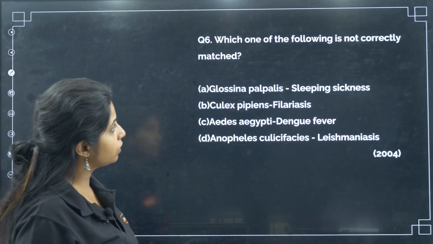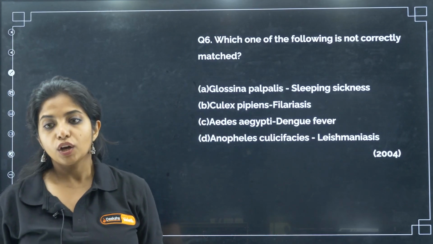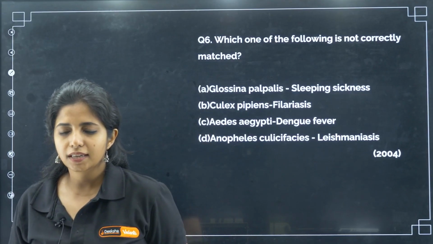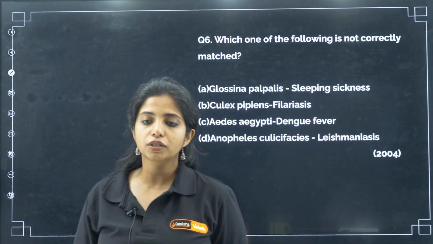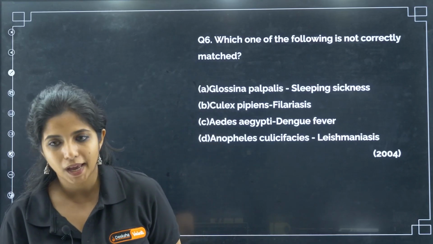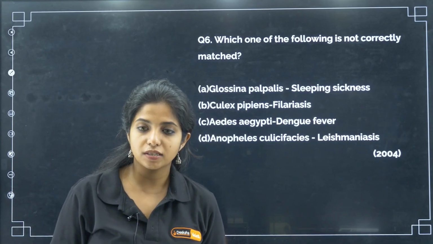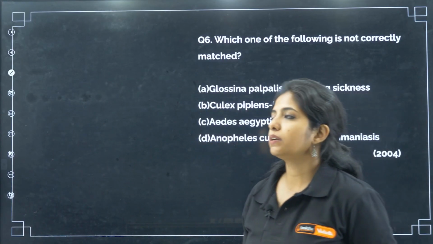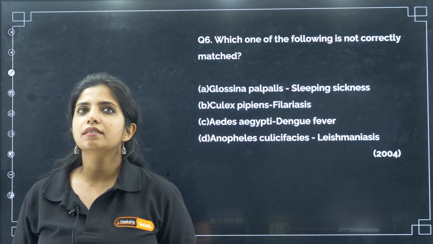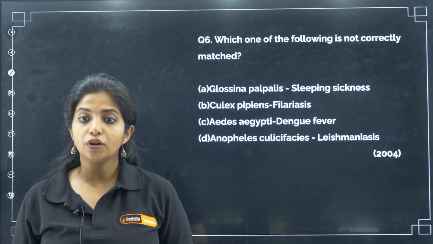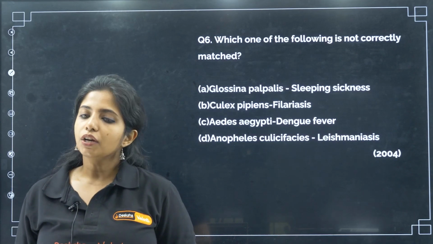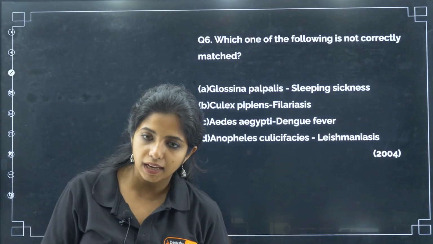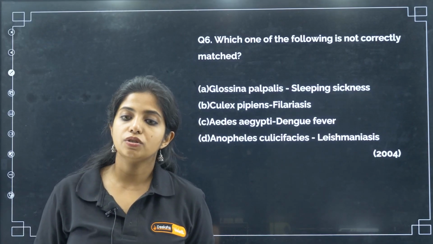Which one of the following is not correctly matched? Glossina palpalis, sleeping sickness; Culex pipiens, filariasis; Aedes aegypti, dengue fever; Anopheles culicifacies, leishmaniasis. Yes, Glossina is an insect that carries trypanosoma, that causes sleeping sickness, my dear children. Culex is the one that causes filariasis. It carries Wuchereria bancrofti, Brugia malayi. Aedes aegypti is something that causes dengue fever.